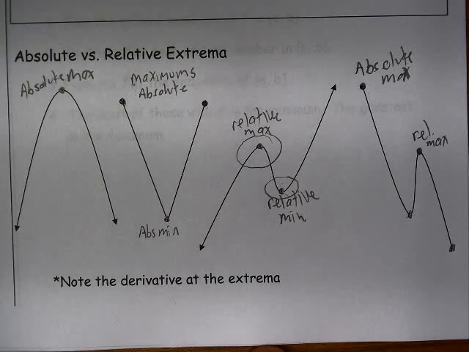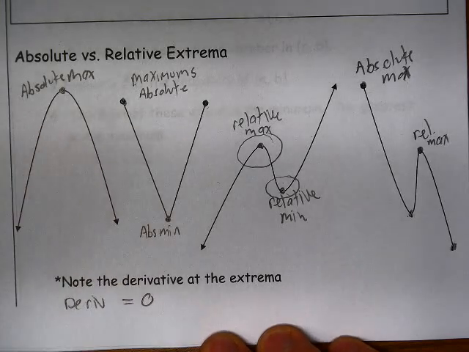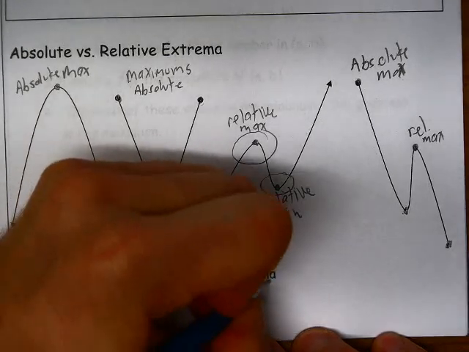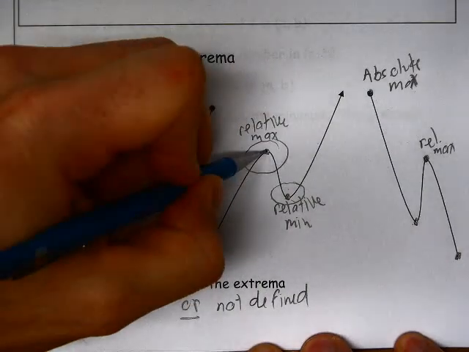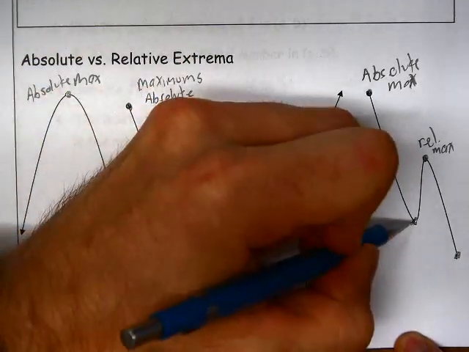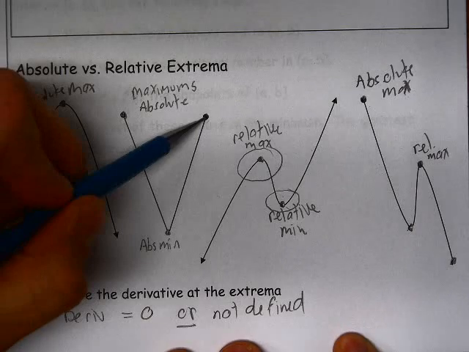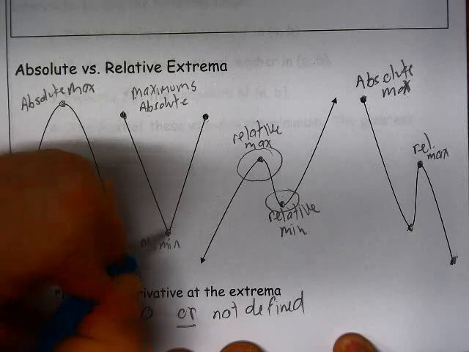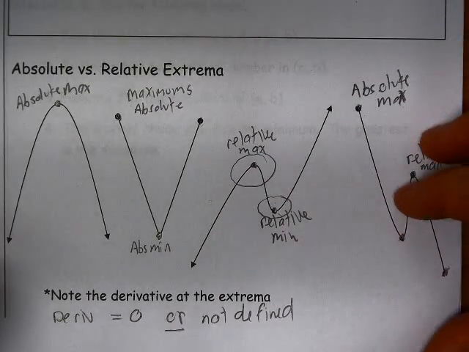But you'll notice that at all these places, the derivative is either equal to 0 or it's not defined. It's equal to zero here, here, here, here, and here. But it's not defined at these endpoints, here and here. And it's also not defined at that sharp turn. All right, so that gives us a clue as to how we're going to look for and then find absolute and relative extrema.